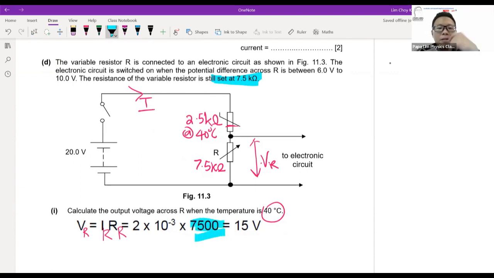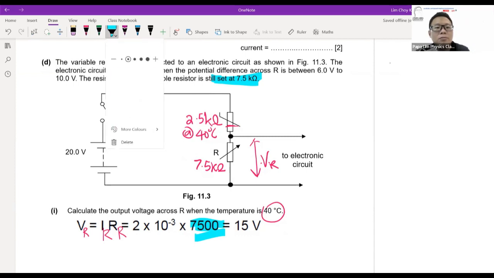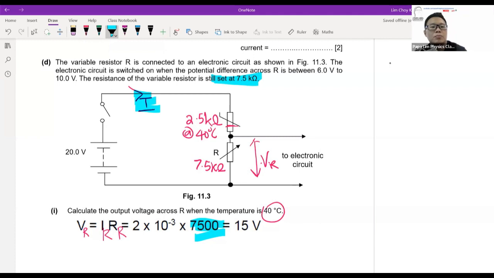Then how about the current? I mentioned already, we actually found it at the beginning. So you can put the number inside here. This is what you mean by 2 milliamp. So 2 milliamp times 7,500, you'll find that the voltage VR will actually be 15 volts.